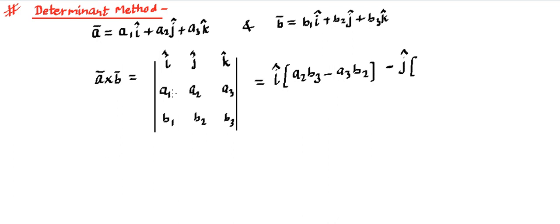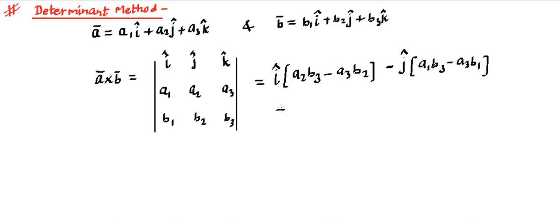Again we will be multiplying in a cross manner. So first we will multiply these two, then these two, and subtract. So by doing this we will find A1 B3 minus A3 B1. So that will be the coefficient of J cap.